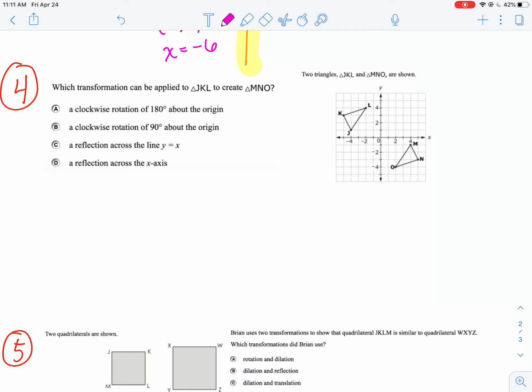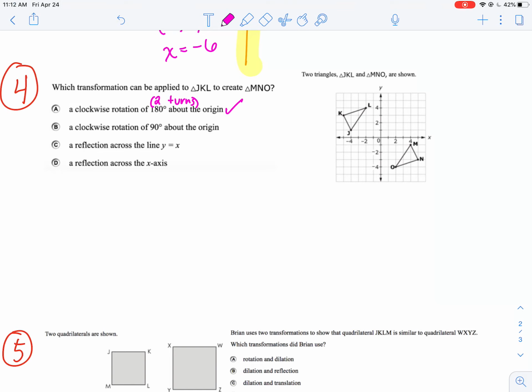So then we have number 4. Which transformation can be applied to triangle JKL to create triangle MNO? So J needs to be matched onto M. I'm just going to mark that so that we know. Letter A says a clockwise rotation of 180 degrees about the origin. So that's 2 turns. If I make 1 turn and then 2 turns, will that match me onto triangle MNO? Well, so far it looks like it, so I'm going to put a check mark there, just to make sure that none of the other ones will work.